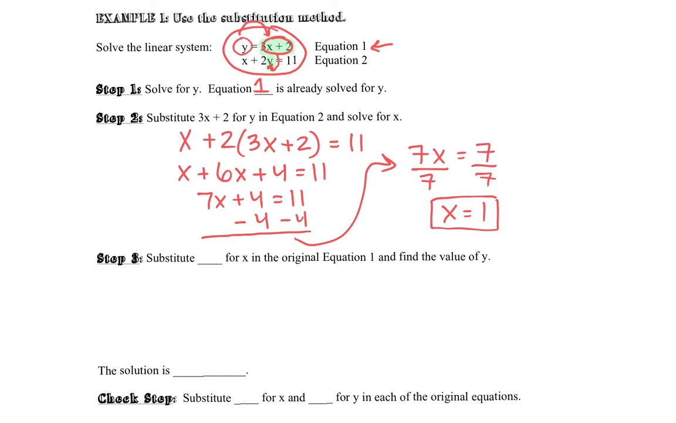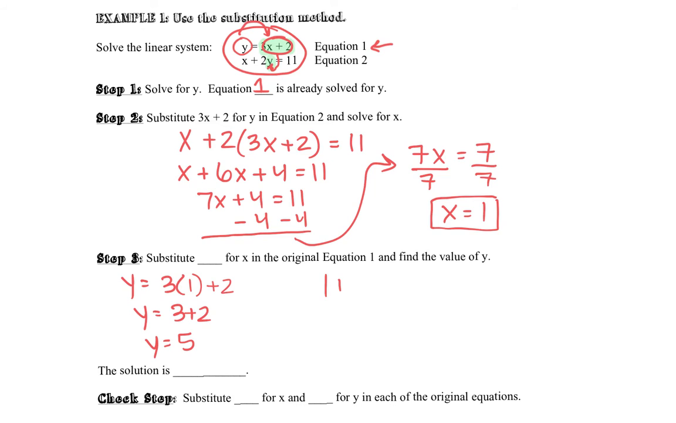Okay, so now I'm going to jump and try to figure out what the y coordinate is, and I can do that by plugging in x into either equation. So I'm going to plug it into the first one. So this would be 3 times 1 plus 2, which is 3 plus 2, so y is 5. Just so you know, you could have plugged it into the second equation.